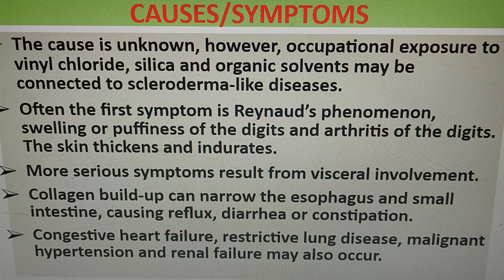Causes and symptoms of scleroderma. Again, the cause is unknown, or idiopathic. However, occupational exposure to vinyl chloride, silica, and organic solvents may be connected to scleroderma-like diseases. Often the first symptom is Raynaud's phenomenon, swelling or puffiness of the digits, and arthritis of the digits, so inflammation of the joints of the fingers. The skin thickens and indurates. So your skin becomes thick.